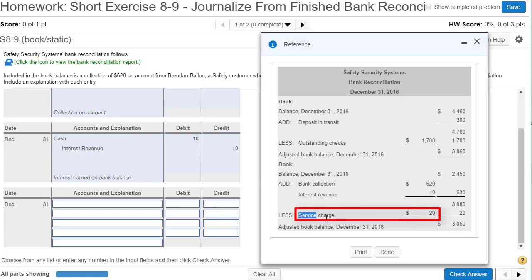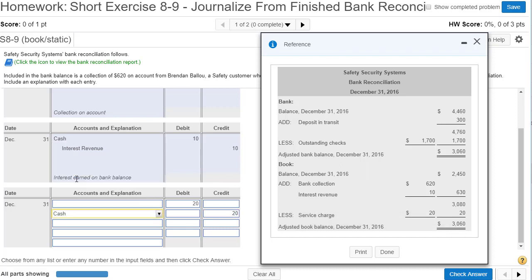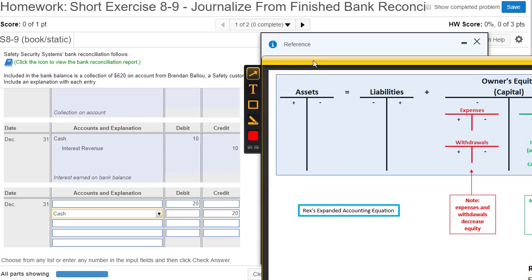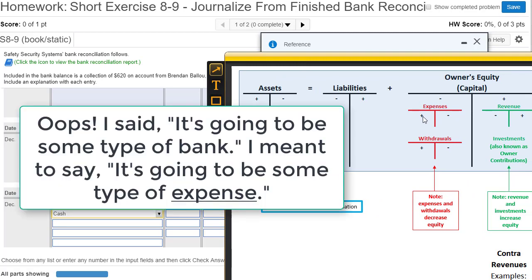And then finally, we've got this service charge. Notice it's a less. That means cash is going down. Since cash is going down by $20, does cash go down with a debit or a credit? Cash goes down with a credit. And then, so the debit is going to be something to do with a bank charging us $20. So it's going to be some type of bank service charge or miscellaneous. Some companies call it miscellaneous. Some companies call it bank service charge, but it has to be an expense and it's going to go up.